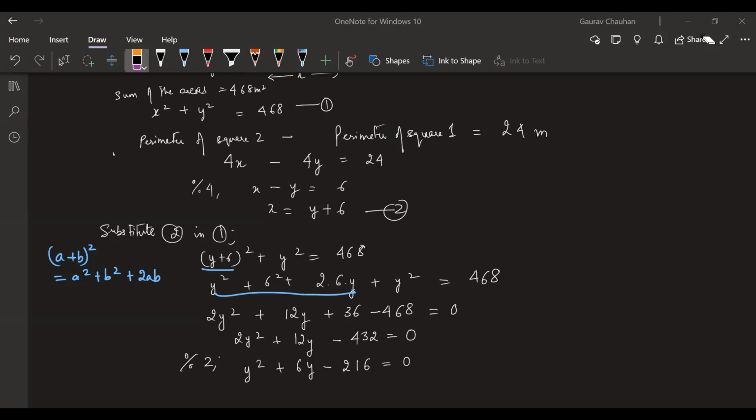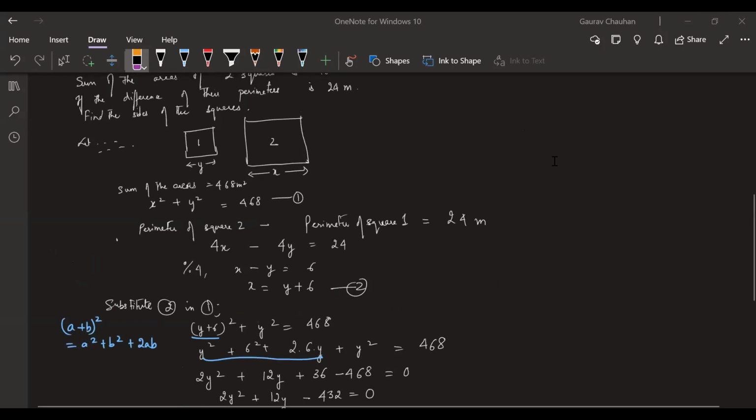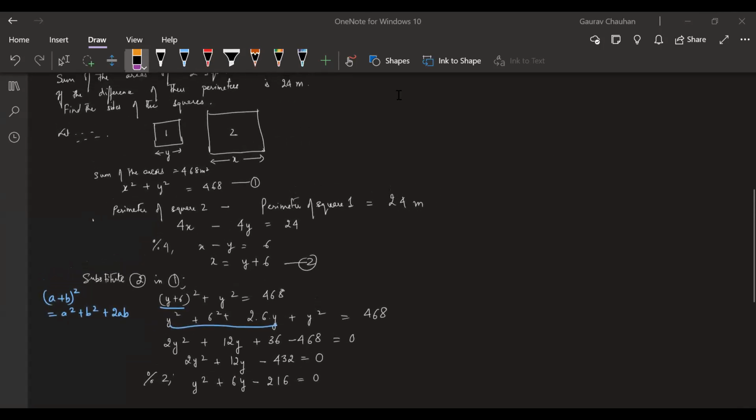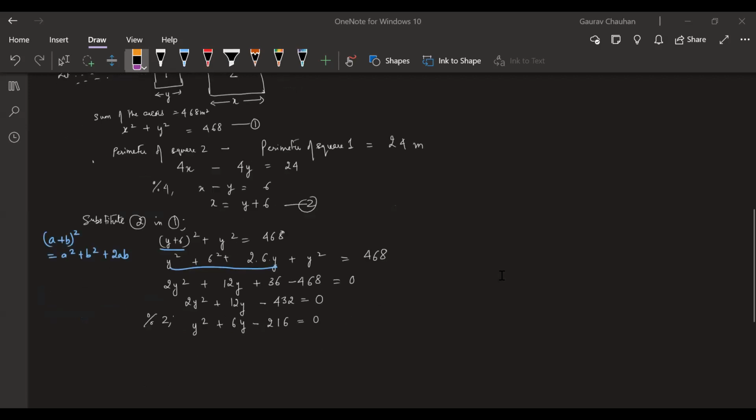Can you give me a fist to 5 in the chat box? Dilruba, this was your doubt, right? Tell me, fist to 5. Are you clear till now or not? Clear or not? Okay, thank you, Dilruba. Now you have to just solve this equation.